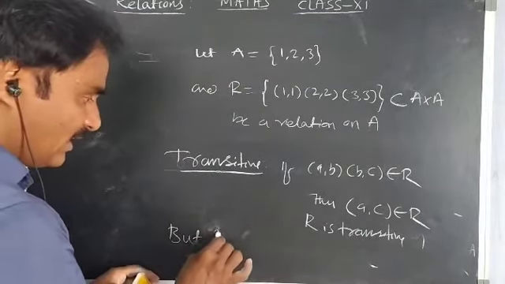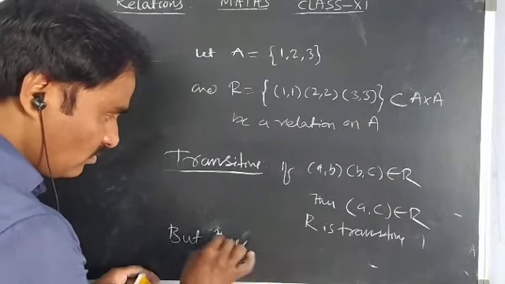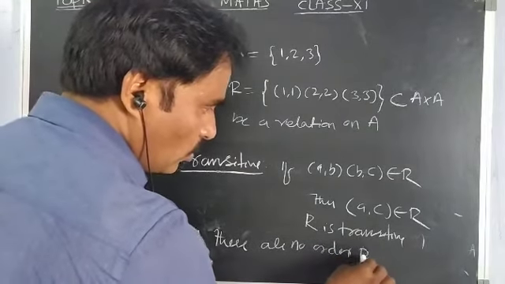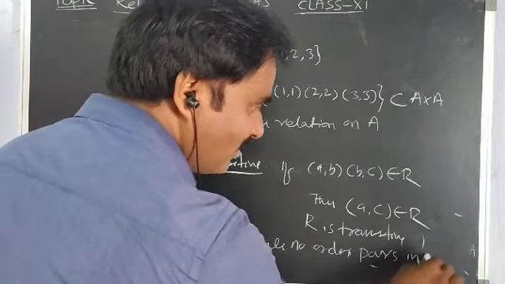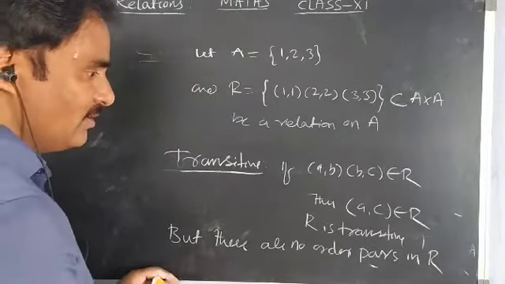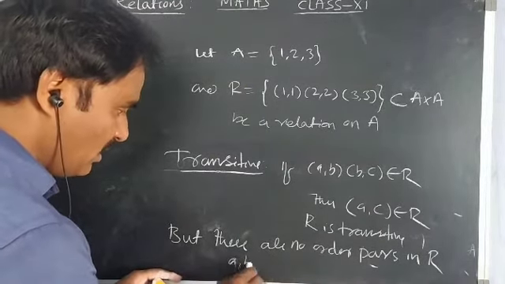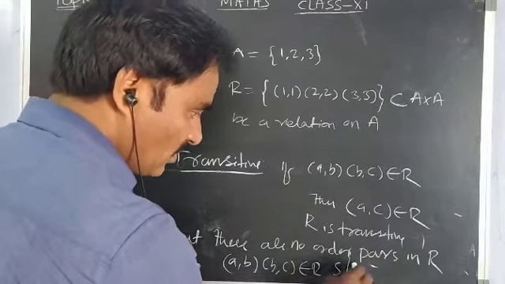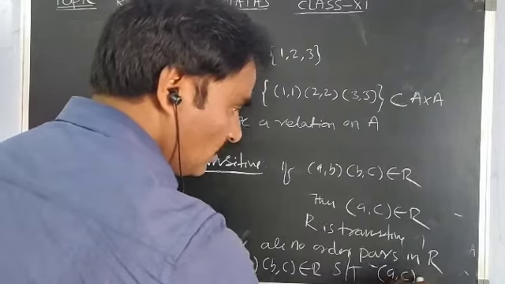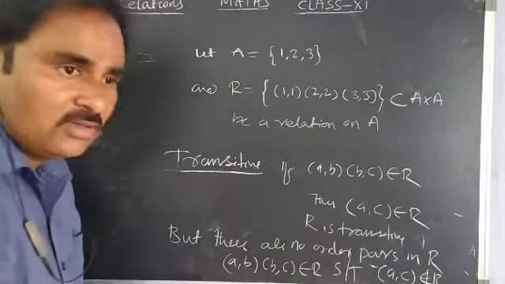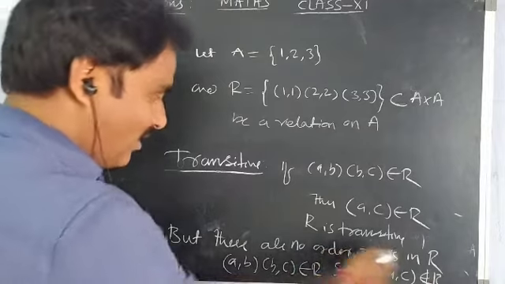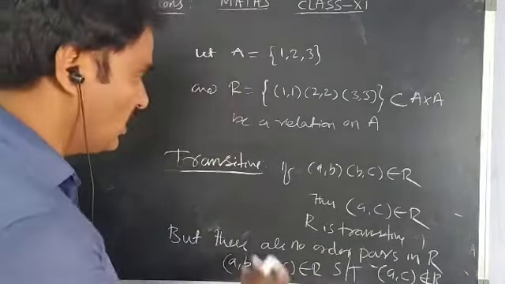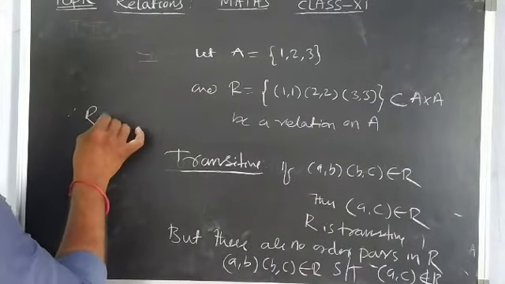But there are no ordered pairs in R. There are no ordered pairs in R. So there is no case of (A, B) and (B, C) belonging to R for which we would have to show that (A, C) does not belong to R. Therefore we can write directly that R is transitive.